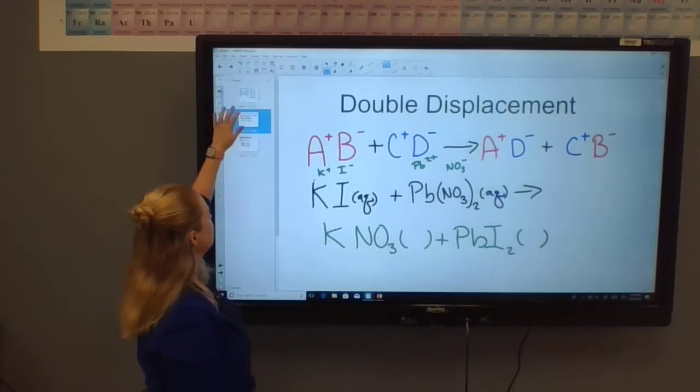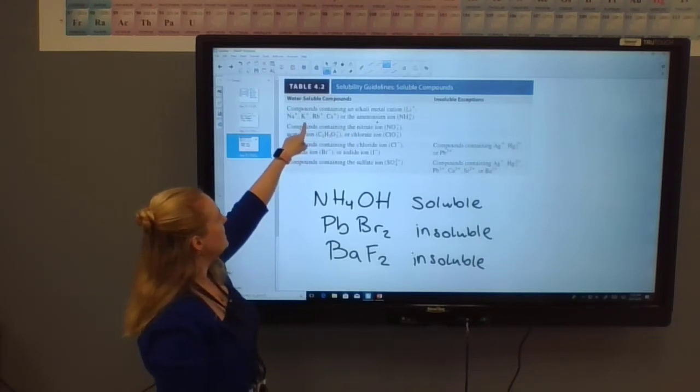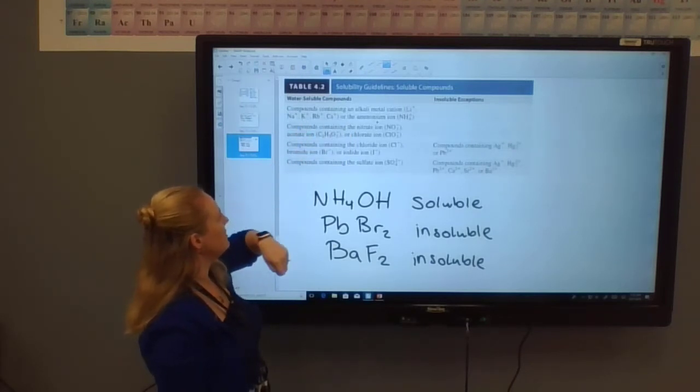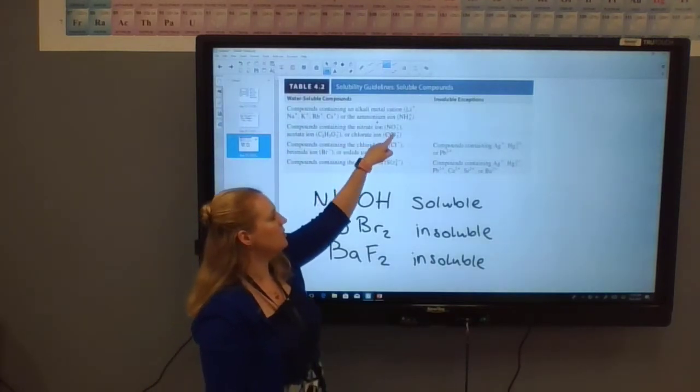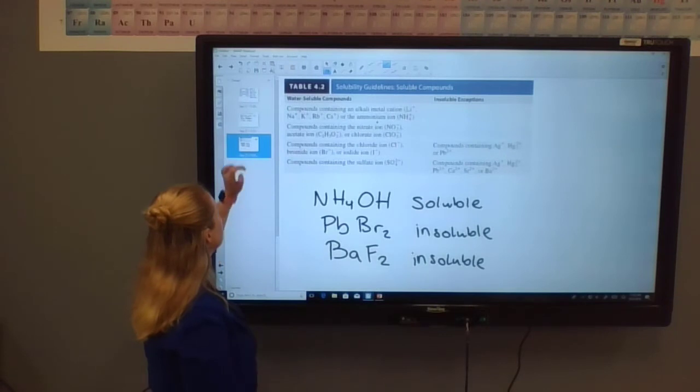So, potassium, right there. Compounds containing potassium are water soluble with no exception. And actually, it's doubly soluble because nitrate is also a rule with no exception. So that one is definitely soluble. So I'm going to put aqueous here.